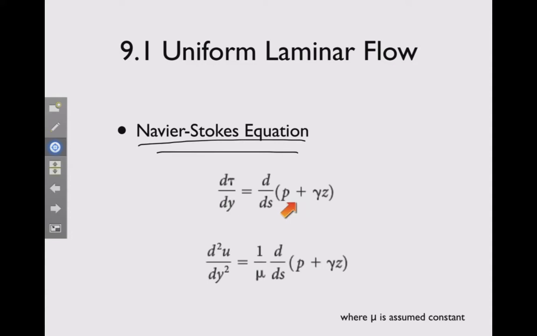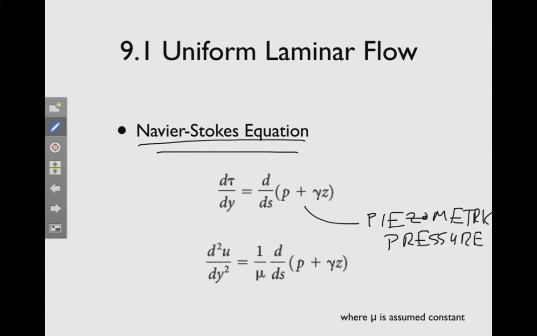We should note that we've seen this thing many times. This is just the piezometric pressure, the addition of the static pressure plus the elevation term. So this is piezometric pressure, which we've dealt with a number of times. We've seen this come up over and over again. So if we plug in the fact that we know that tau equals mu du/dy, we get this equation here. And in fact, we have to take the second derivative of the velocity in order to get d tau/dy.